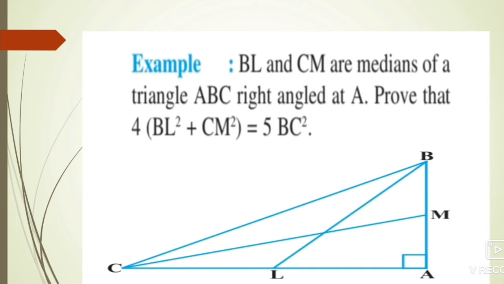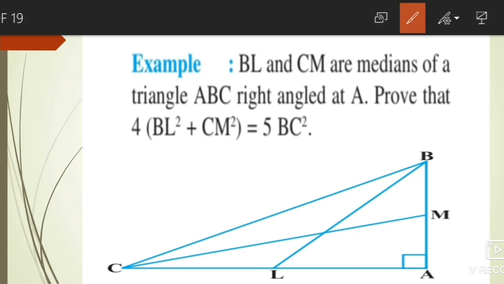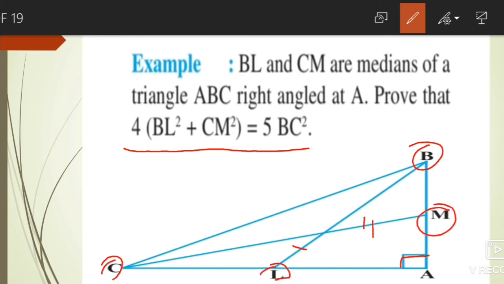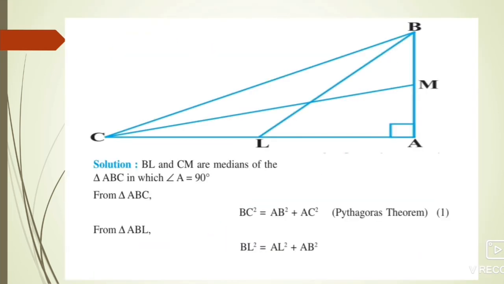Now next question. BL and CM, BL means this one and CM means this one, are the medians of the triangle ABC where the right angle is at A. Prove that 4 into BL square plus CM square is equal to 5 BC square. You have to prove 4 times BL square plus CM square is equal to 5 BC square. So let's check the solution.